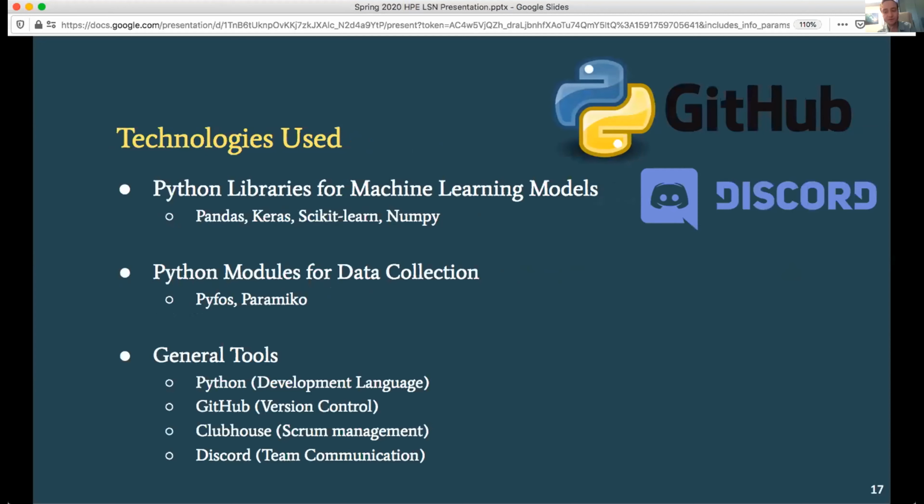Yeah, so we use Python to build these models. We use libraries like Pandas, Keras, Scikit-learn, and NumPy. And we also use Python to collect data from Pyfos and Paramiko. And other technologies we used included GitHub for version control, Clubhouse for scrum management, and Discord for team communication.